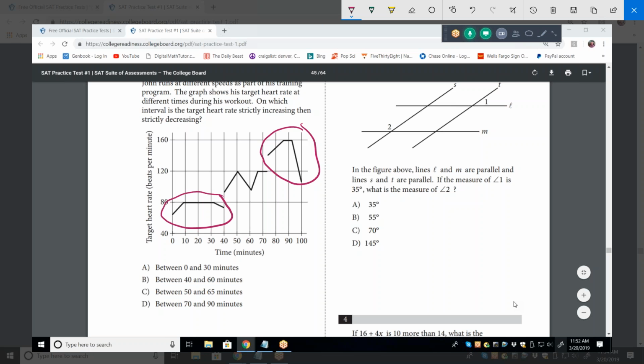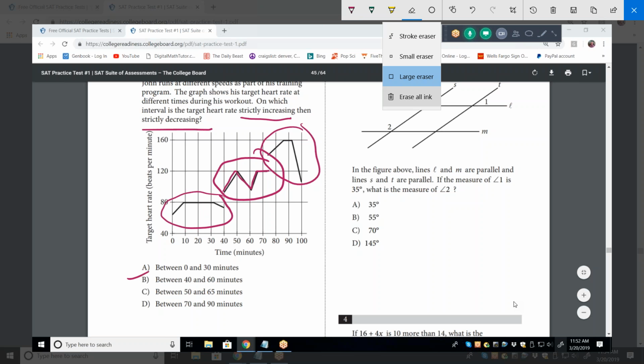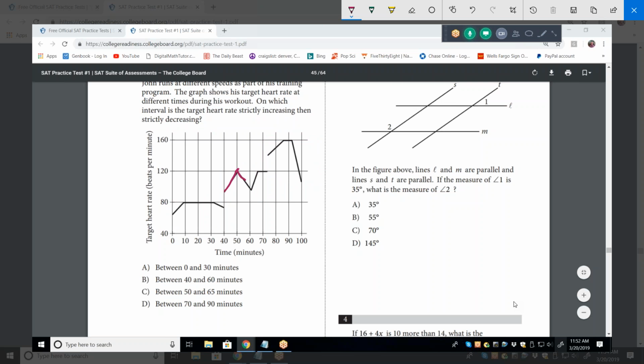Yeah. And yet it says, what interval is it strictly increasing, then strictly decreasing? Kind of rules out those first couple. You circle. It looks like this has got to be that one. It's strictly increasing, it's strictly decreasing, then it increases again and then flattens out. But notice the answer is between 40 and 60 minutes, which doesn't cover that entire section. It covers this part right here. That's what happens between 40 and 60 minutes, which is strictly increasing, then strictly decreasing.